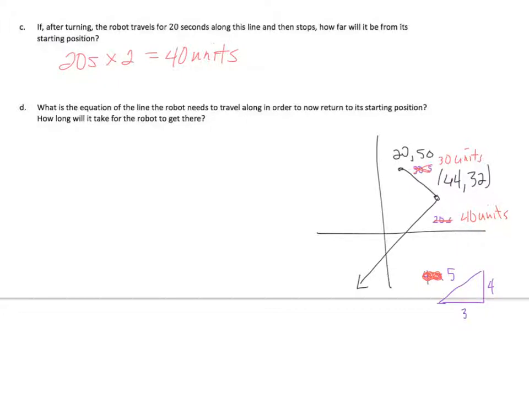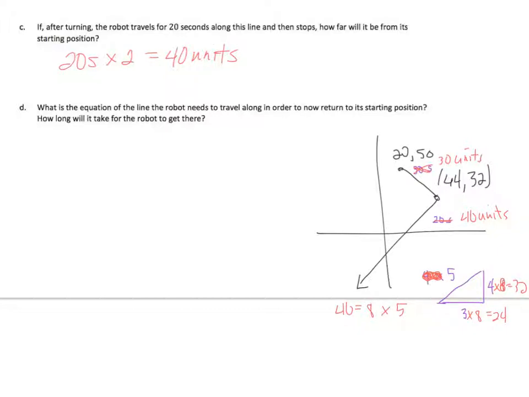So we can figure out what our ending point is just by using the slope. So again, I have a 3, 4, 5 triangle. Here's my horizontal. And here I'm going down 4, left 3. So down and left is negative, negative, which is a positive slope. 3, 4, 5 triangle. If I take 5 and I multiply it by 8, I get 40. So 3 times 8 is 24, and 4 times 8 is 32.